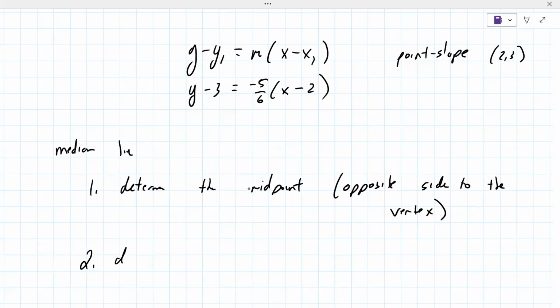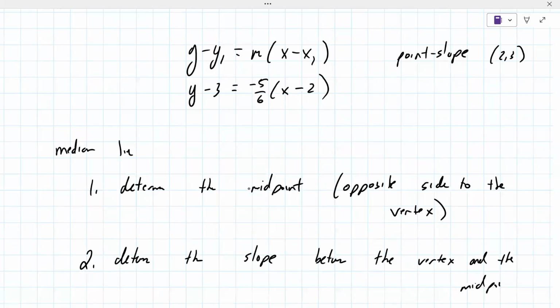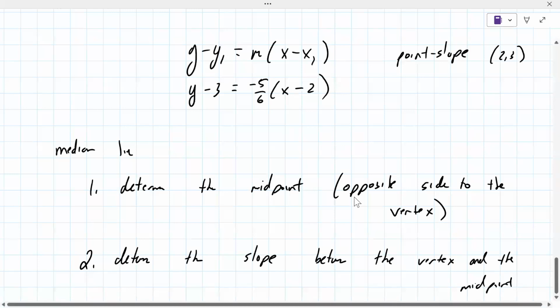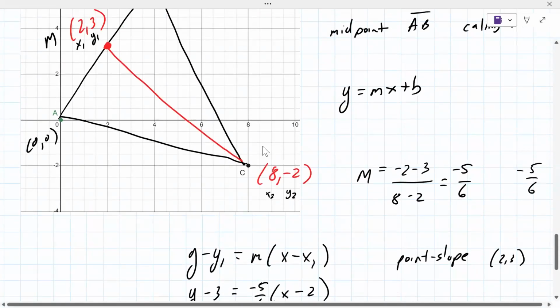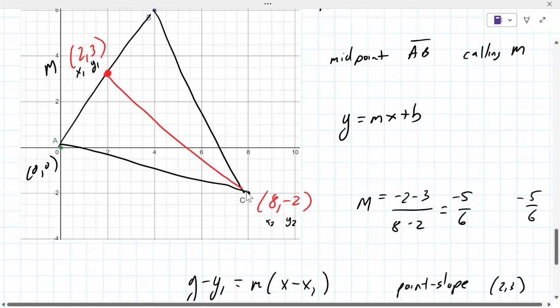Second thing is to determine the slope between the vertex and the midpoint. And we did that today over and over again. Once we found the midpoint, you just did that in this problem. Midpoint, there's the vertex, you find the slope between them.